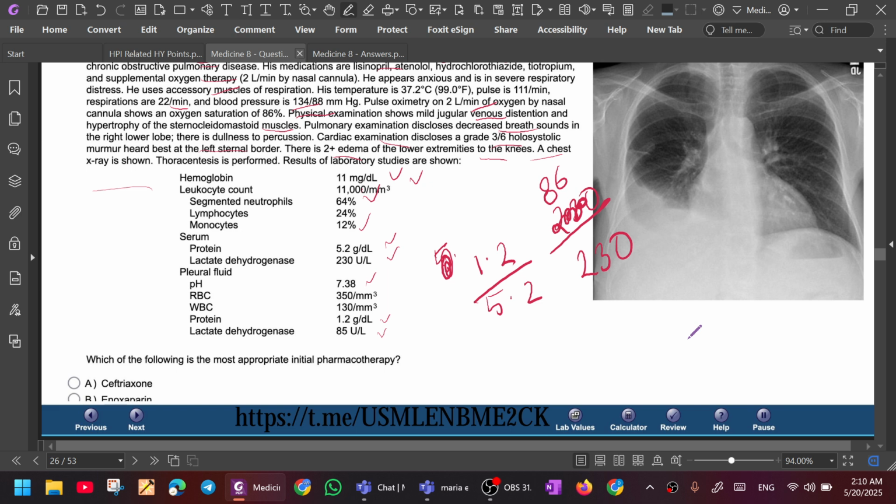Which narrows the diagnosis to conditions that increase capillary hydrostatic pressure or decrease plasma oncotic pressure. The differential includes heart failure, cirrhosis, nephrotic syndrome. This patient has a history of congestive heart failure with peripheral edema, so the most likely diagnosis is heart failure exacerbation, and the most appropriate initial pharmacotherapy will be diuresis with furosemide.